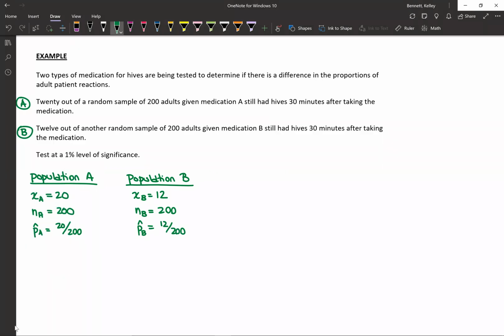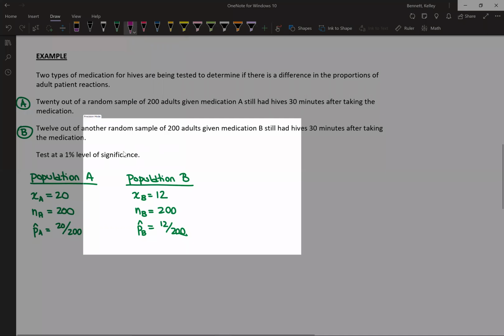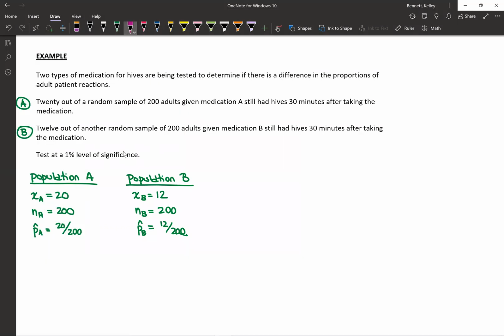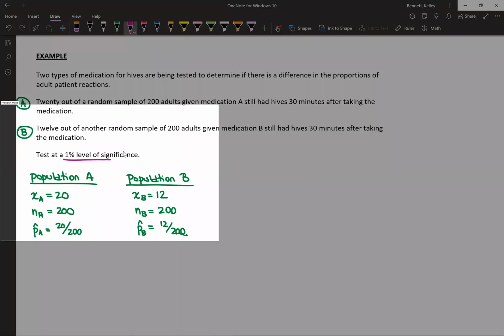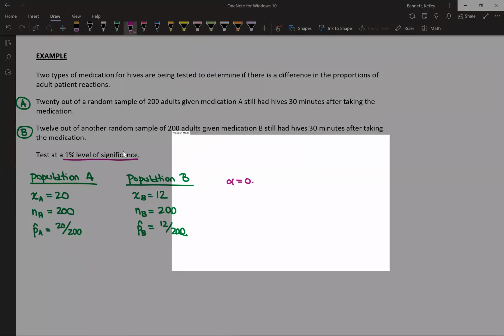So you can definitely convert these into decimals, if you want to do that before starting Excel, you're welcome to. However, you can just type in 20 out of 200 and 12 out of 200 into Excel. We need a significance level. So we see here that we have a 1% level of significance. Okay, so I've got alpha equals 0.01, which is the same as 1%.